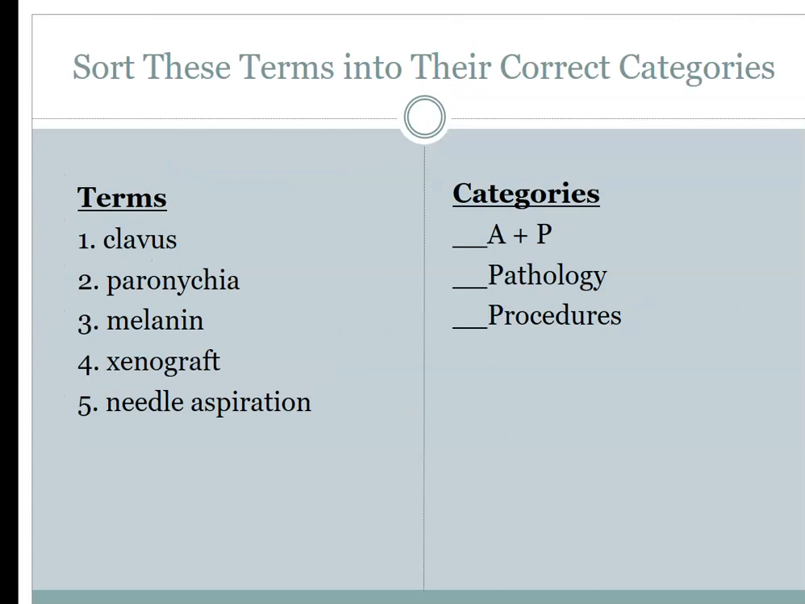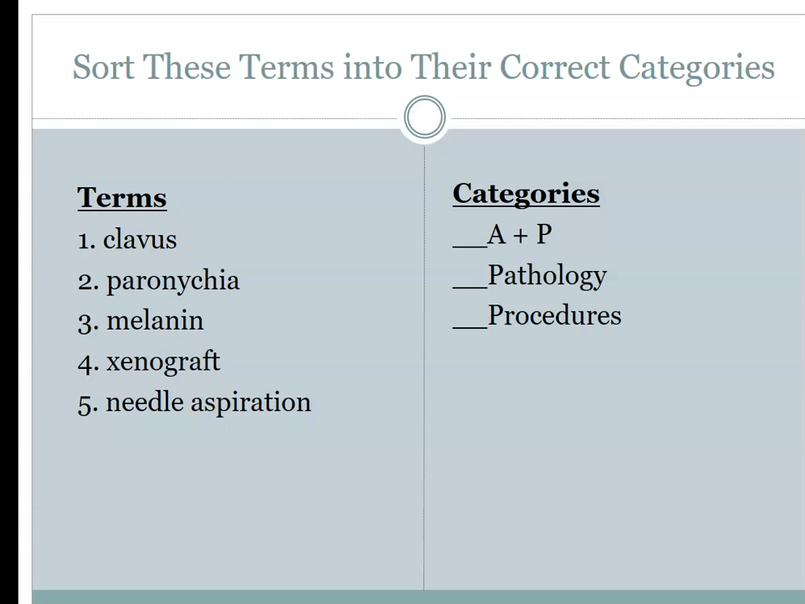Sort terms into their correct categories. Now you're going to take the terms and add the numbers over to the categories. Your terms: 1 is clavus, 2 parenchyma, 3 melanin, 4 xenograft, and 5 needle aspiration. So what is anatomy and physiology, A and P? That would be 3, melanin.